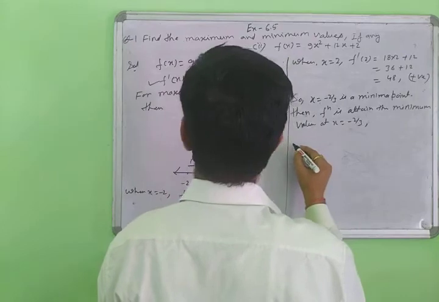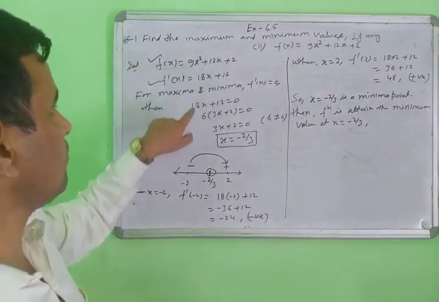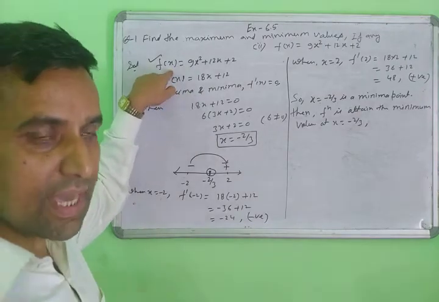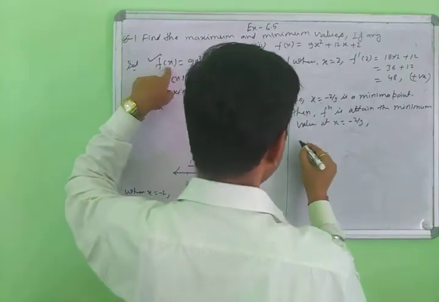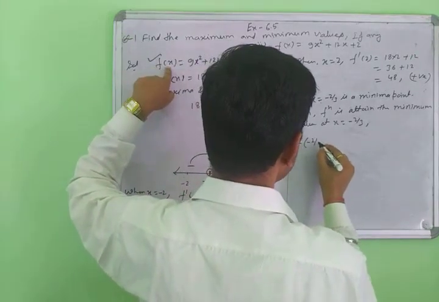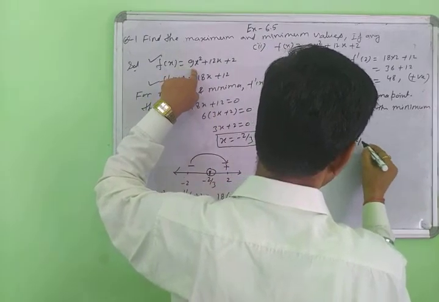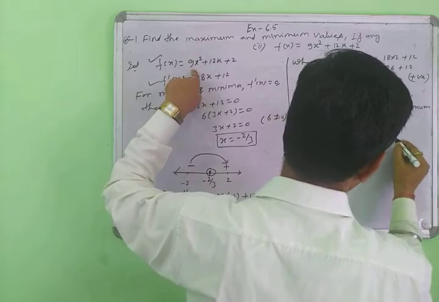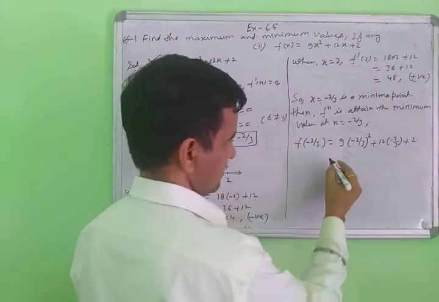Now what is the value of this function here? You will always put it in the function, don't put it in f dash x. When you find the value of x, then put it in the function. Then f(-2/3) equals 9(-2/3) square plus 12 into (-2/3) plus 2. Solve it.